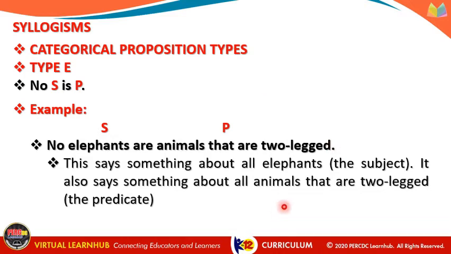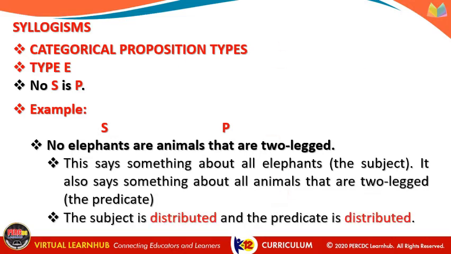At the same time, it also says something about all animals that are two-legged. We know that of all animals that are two-legged, none of them are elephants. Thus, in this proposition, the subject is distributed and the predicate is also distributed.